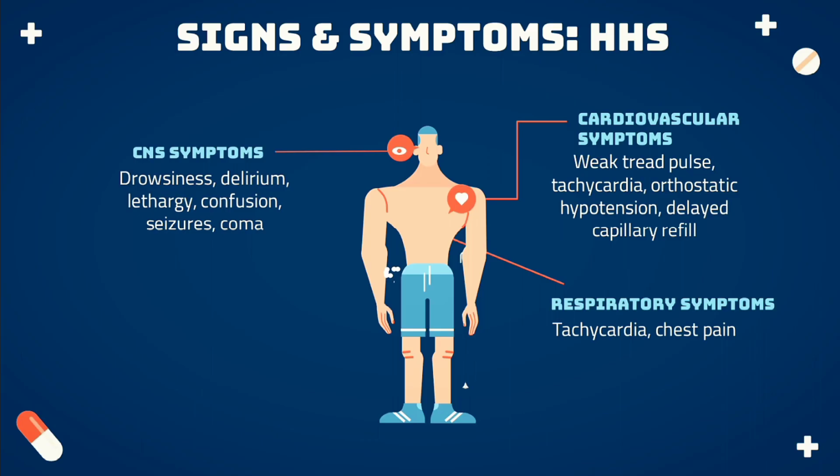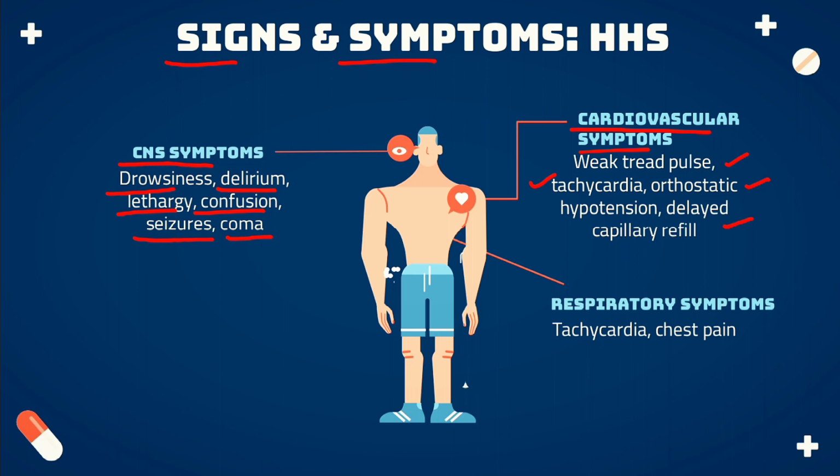These signs and symptoms of HHS can also be divided according to the system involved. Like in the CNS, central nervous system, the patient can have drowsiness, delirium, he may feel lethargic, confusion can be there, he may develop seizures, and he can proceed into a condition of coma. When the cardiovascular system is involved, we can find a weak thready pulse, tachycardia, orthostatic hypotension. There may be delay in capillary refilling.